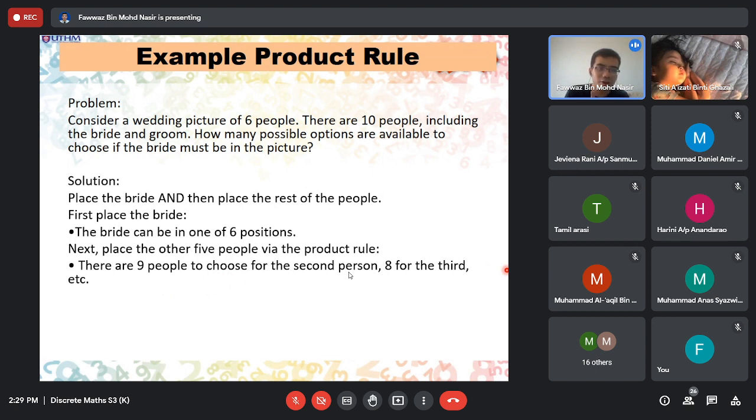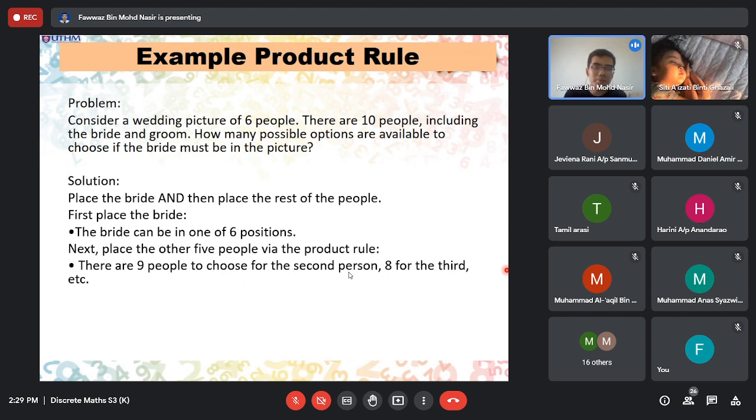Okay, then for the second remaining seat, you have 8 people to choose from. So ada 8 ways to choose. Okay, so daripada the third seat, we have 7 remaining ways, 7 people to choose from untuk seat dia dekat the third seat, and so on.